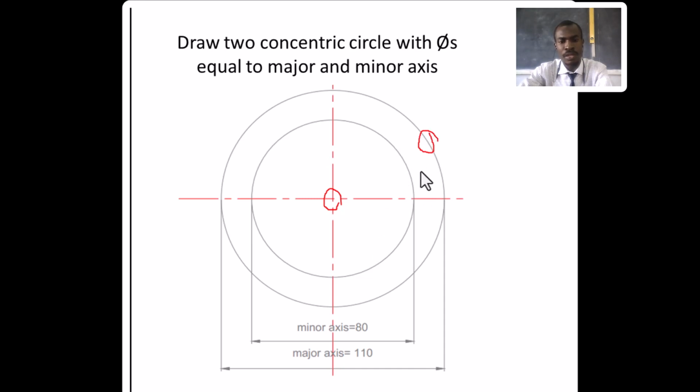And the second circle, the diameter should be equal to the minor axis. So in our example today, our minor axis will be 8 millimeters and our major axis will be 110 millimeters. Keep in mind that for these circles, we are looking at the diameter and not the radius.